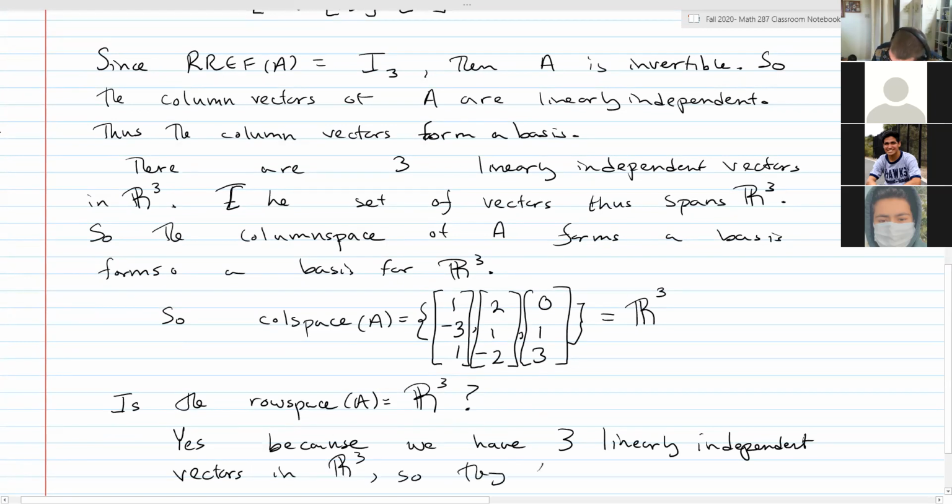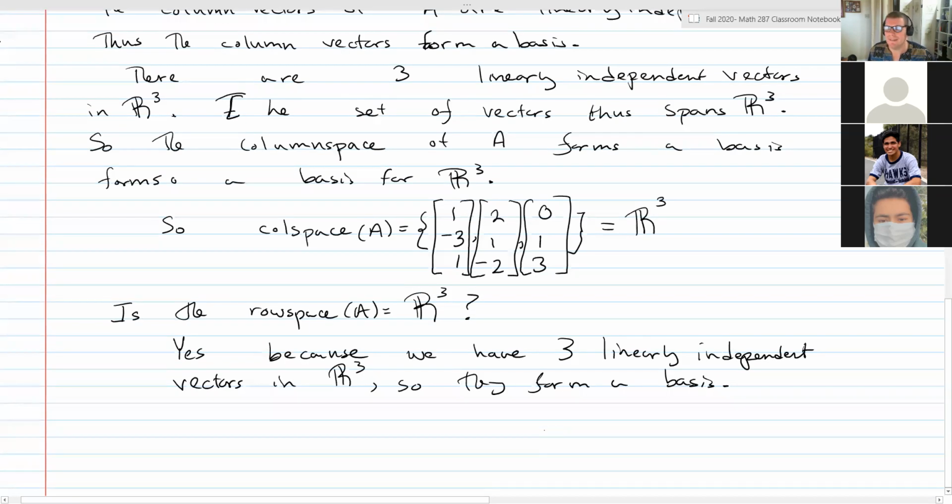So they form a basis. Professor, what does it mean when you put equals R3? Does that mean it's a basis or spans or? Oh, okay, got it. Yeah, what I'm saying is that it forms a basis for R3. That's a good question. So this is basically saying the column space of A is a basis for R3.